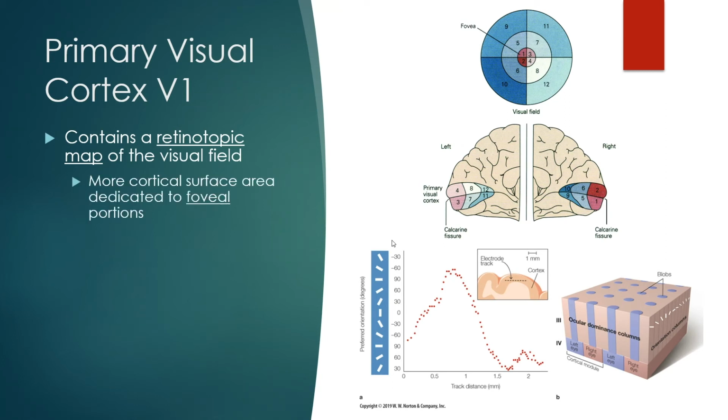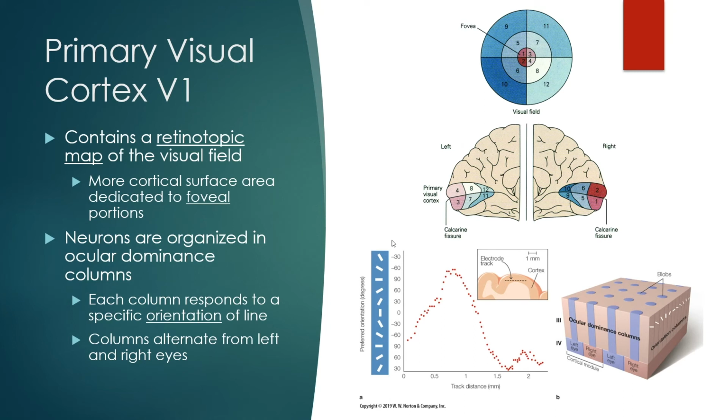You'll notice that more cortical surface area is devoted to foveal portions. So you have this middle portion right here, 1, 2, 3, and 4, that have really big representation on the brain compared to these more peripheral areas. Like 9, 10, 11, and 12 have really small areas, and that's kind of our main periphery stuff that's coming from a lot of the rods. This is just like when we were talking about somatosensation. If we use it a lot more, then we have a lot more cortical real estate devoted to it.